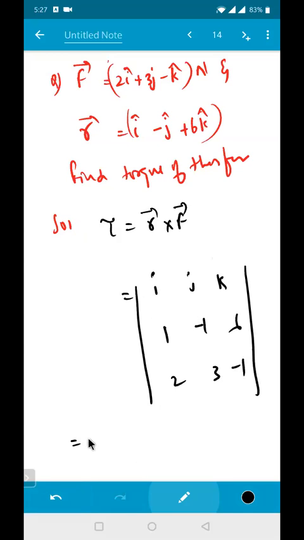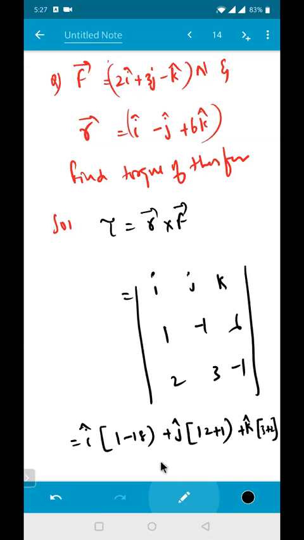So if I'm writing i cap, close the i. This will come as 1 minus 18. In the same way for j cap, it is 2 into 6, 12, plus 1. And for k cap, closing the k cap, 1 times 1 is 3, this one is 2, minus of minus becomes plus. So this will become minus 17 i cap plus 13 j cap plus 5 k cap. That will be your answer for the given question.